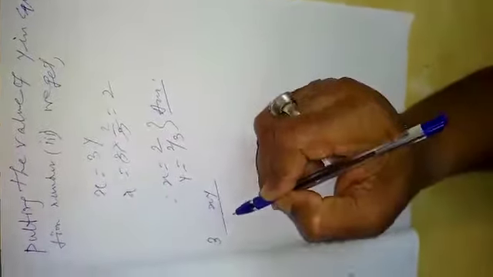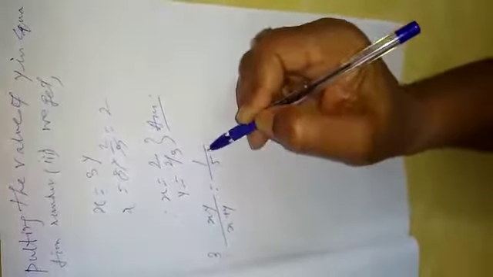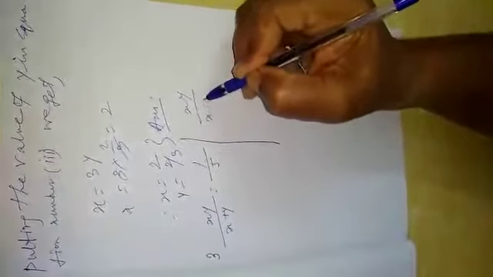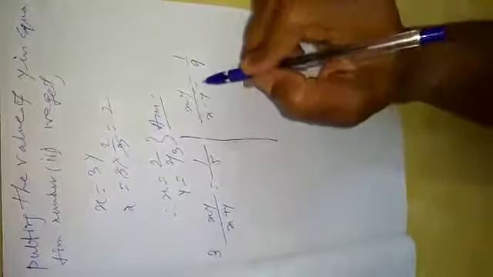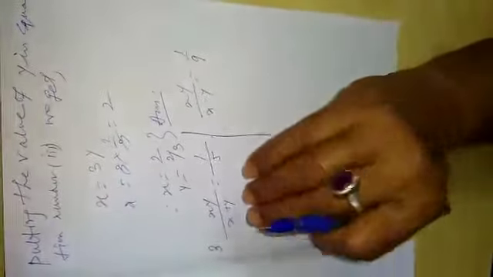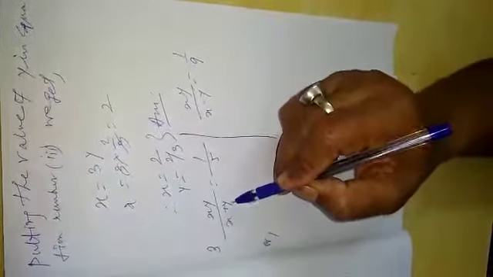xy by x plus y is equal to 1 by 5, and xy by x minus y equal to 1 by 9. Elimination. What is the meaning of elimination? You have to eliminate either x or y. Now that is very vital.